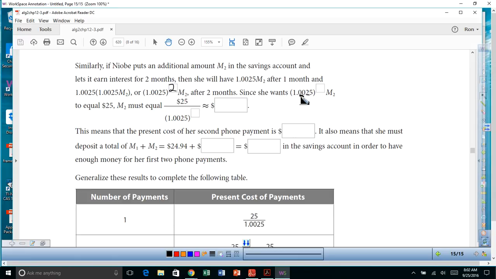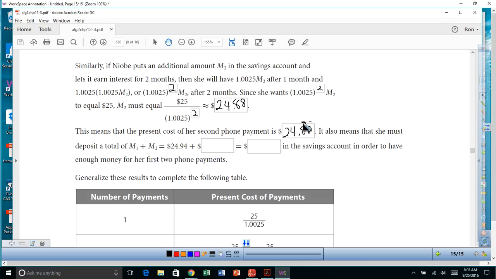Since she wants 1.0025 squared times M2 to equal $25, M2 must equal $25 divided by 1.0025 squared. And if you put that in the calculator, it gives you $24.88. This means that the present cost of her second phone payment is $24.88.